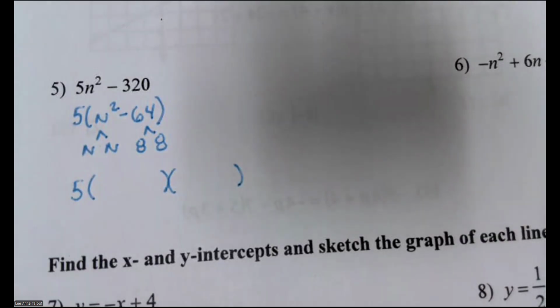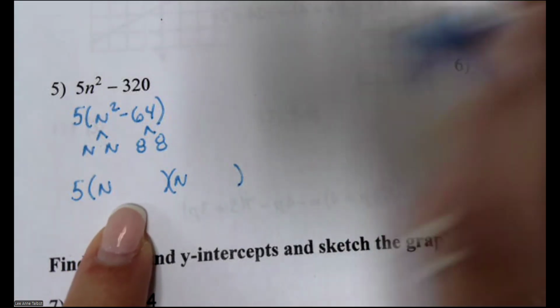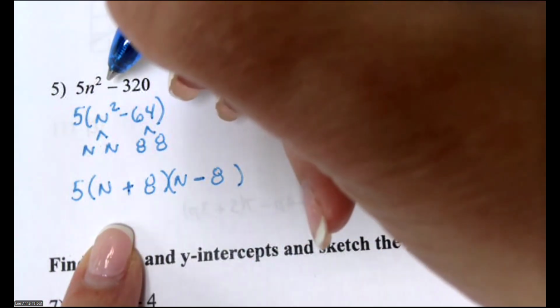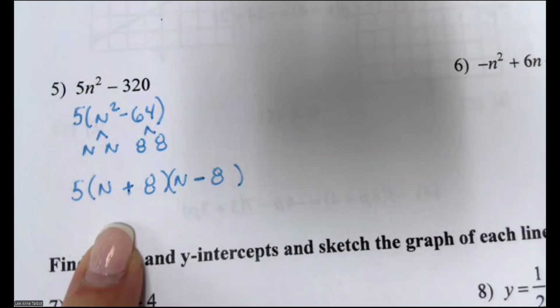Then I put the 5 in front and make 2 parentheses. I put the n's in the front seats of the parentheses. I put the 8's in the back seats of the parentheses. And one of them has to be positive and one of them has to be negative in order to multiply to get a negative right here.